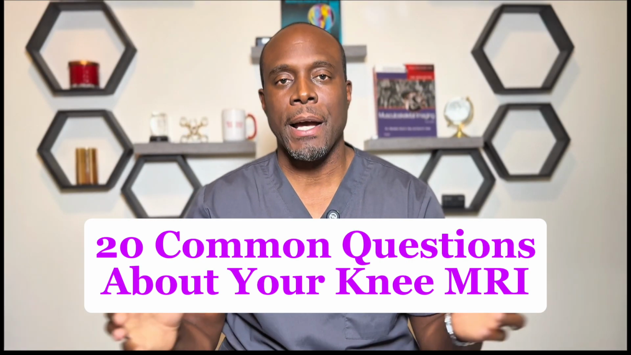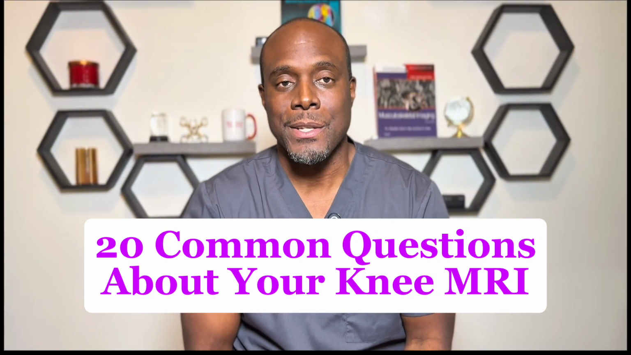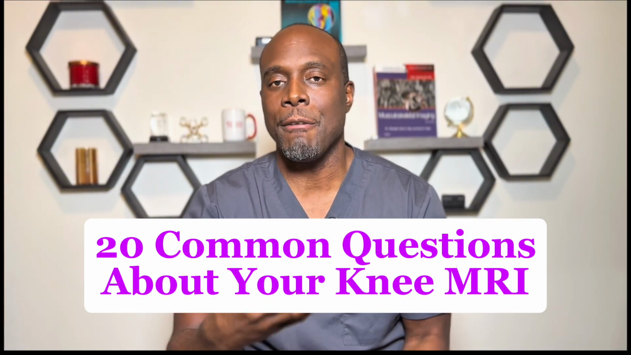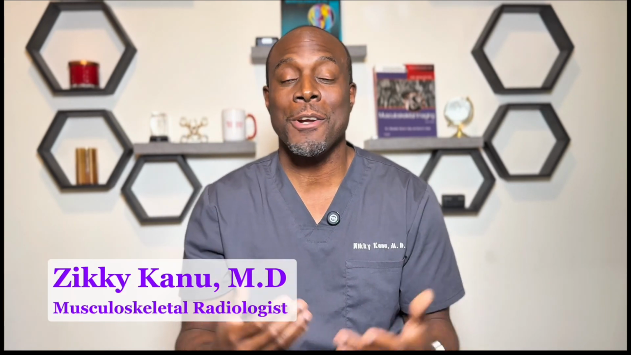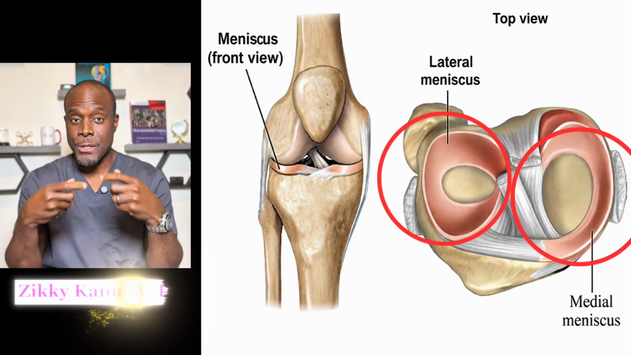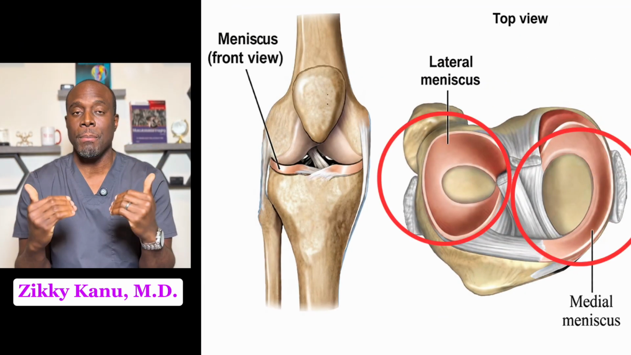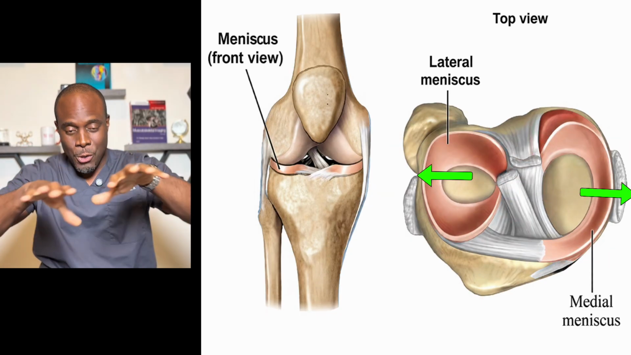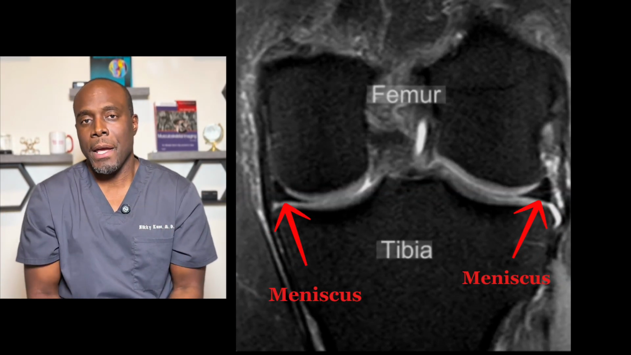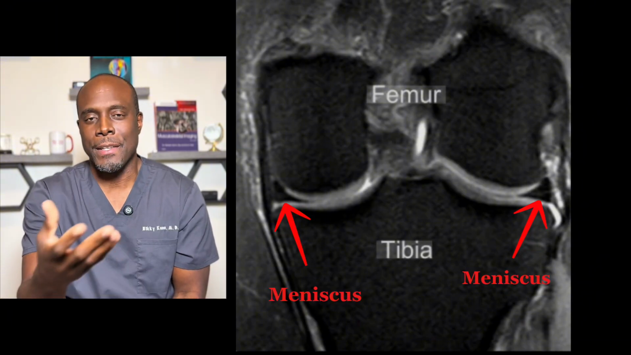I'm going to simplify 20 of the most common questions that people have about their knee MRI findings using simple, plain language, so you actually understand what's written on those reports. I'm Dr. Zikky. I'm a board-certified musculoskeletal radiologist. Let's start with meniscus. Your meniscus is a C-shaped cartilage cushion sitting in between your thigh bone and your shin bone. Their job is to act as shock absorbers, distributing the weight evenly across your knee joint. When something goes wrong here, it usually shows up on every knee MRI report.